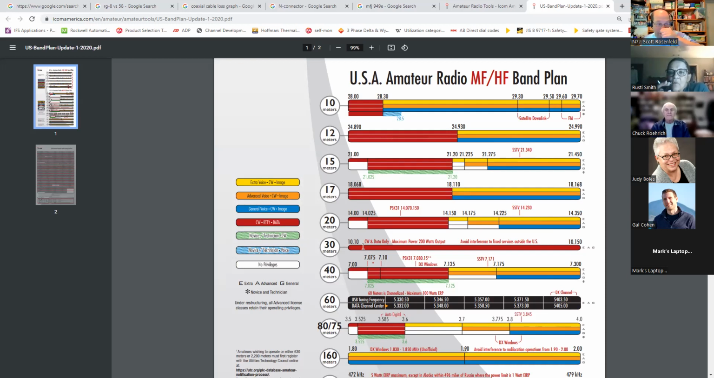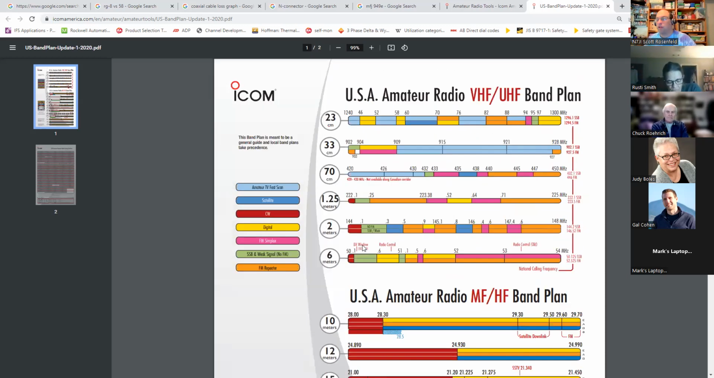So those bands are reserved for weak signal in order to not take over this weak signal. Well, in other words, if an FM station came into those bands, nobody would be able to hear the weak signals at all. They would completely be swamped. Okay, thank you. It's to keep the peace.